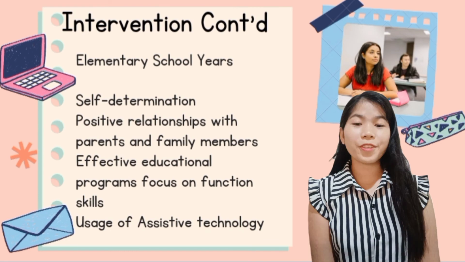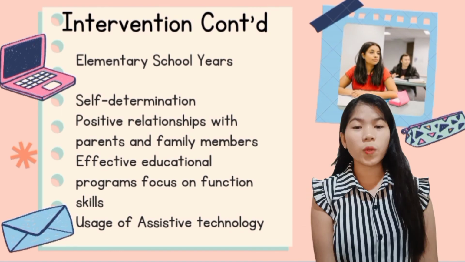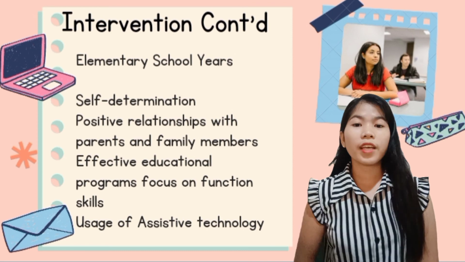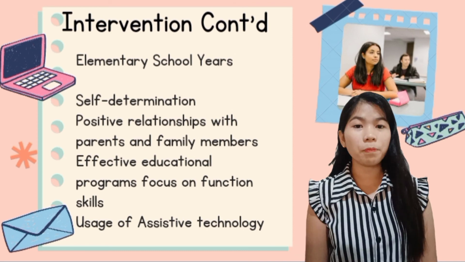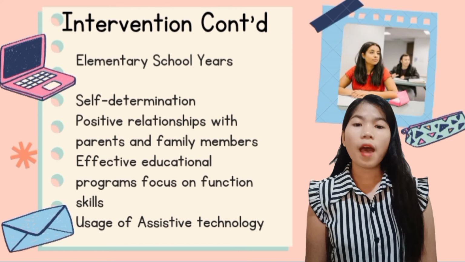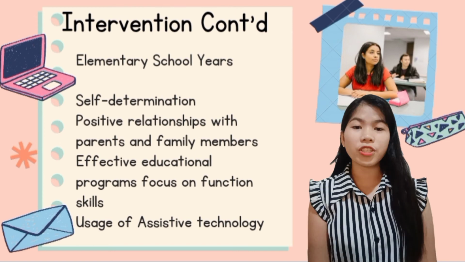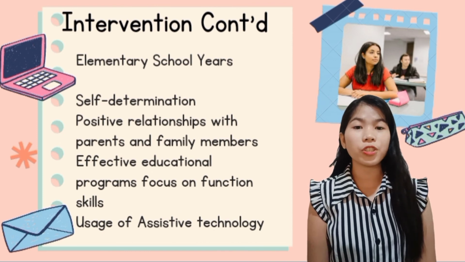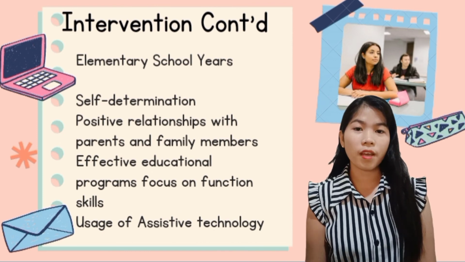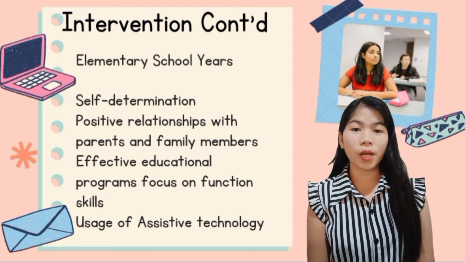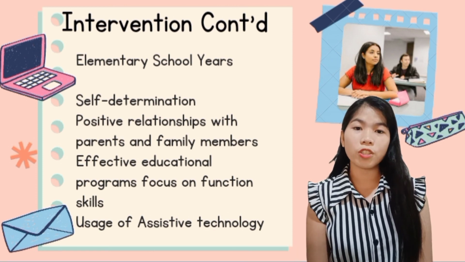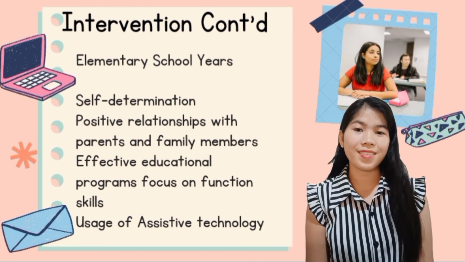Interventions continued. During elementary school years, children need self-determination. It enhances the child's independence level both in the community and at home. Positive relationship with parents and family members shows support for the child and more collaboration when working with school programs. Effective educational programs focus on functional skills, so these are skills that will be meaningful to the child in multiple environments.